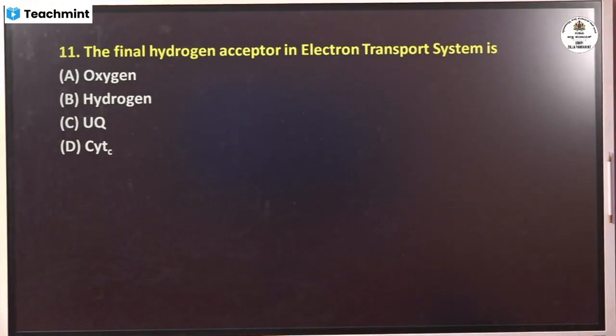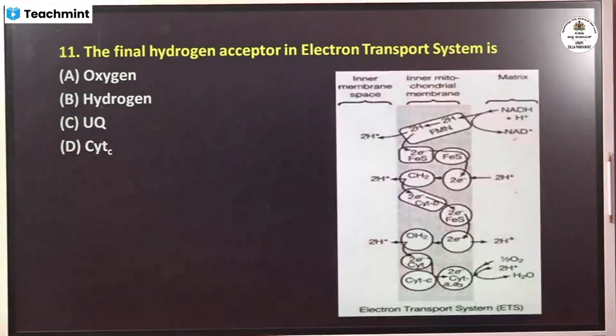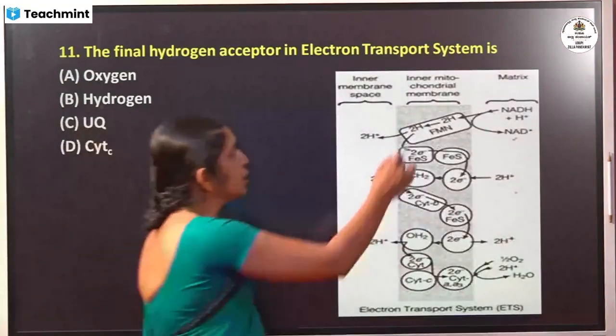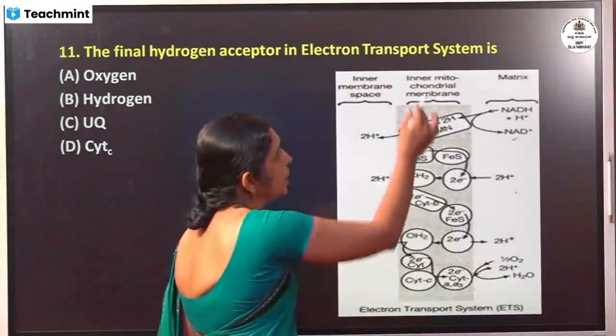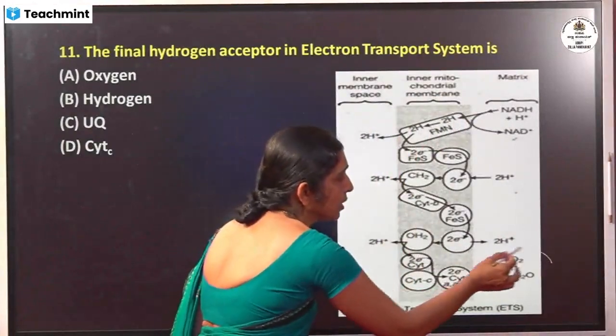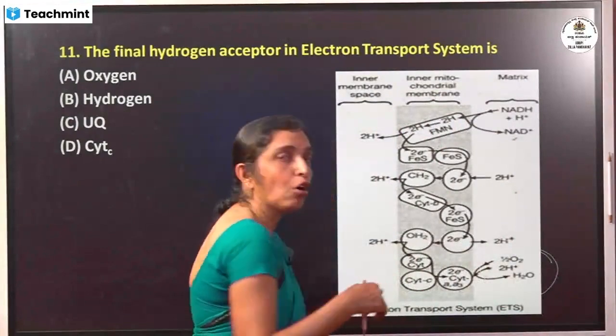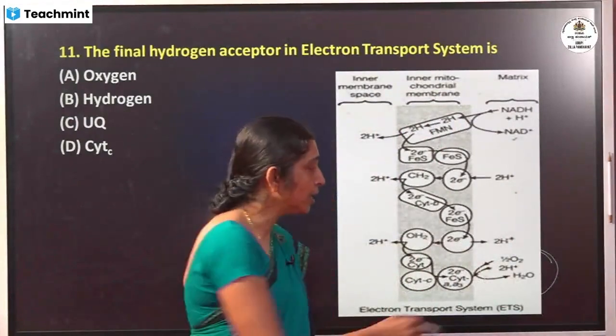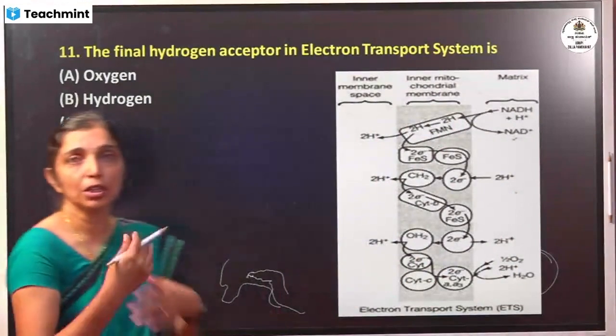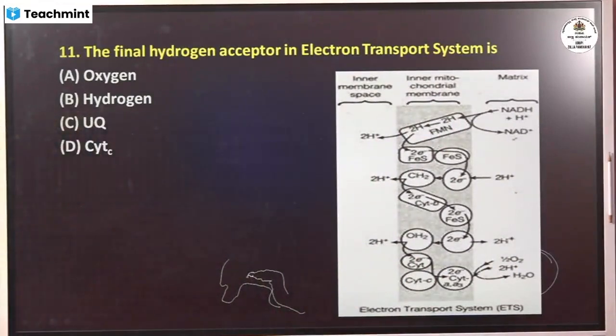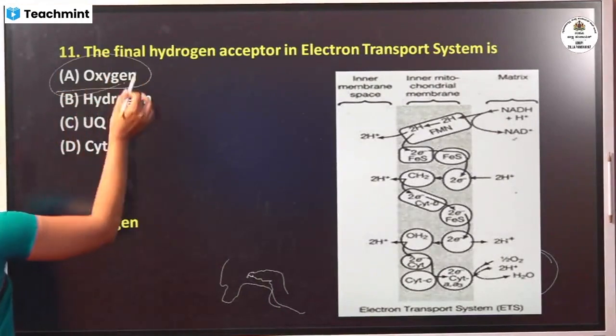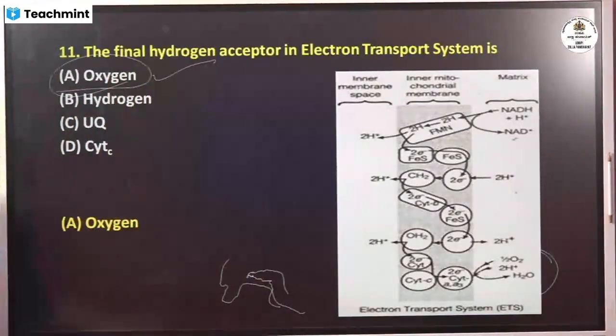The final hydrogen acceptor in the electron transport system is oxygen, hydrogen, ubiquinone, or cytochrome C. Here we have the electron transport system, and in it we can see that the final acceptor of hydrogen is oxygen, which combines to form water. So the right answer over here is oxygen. So A, oxygen, is the right answer.